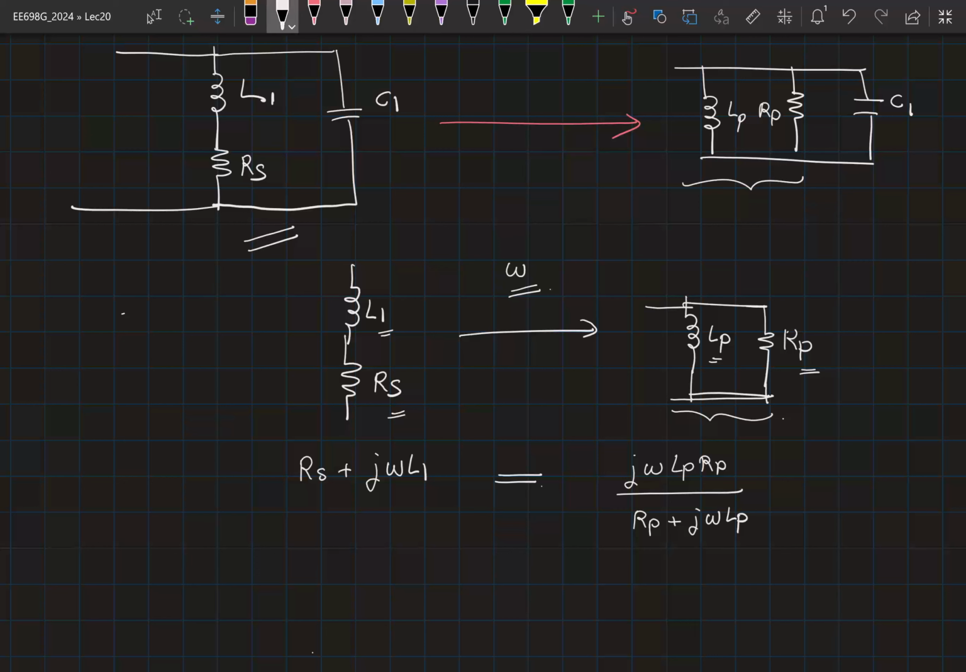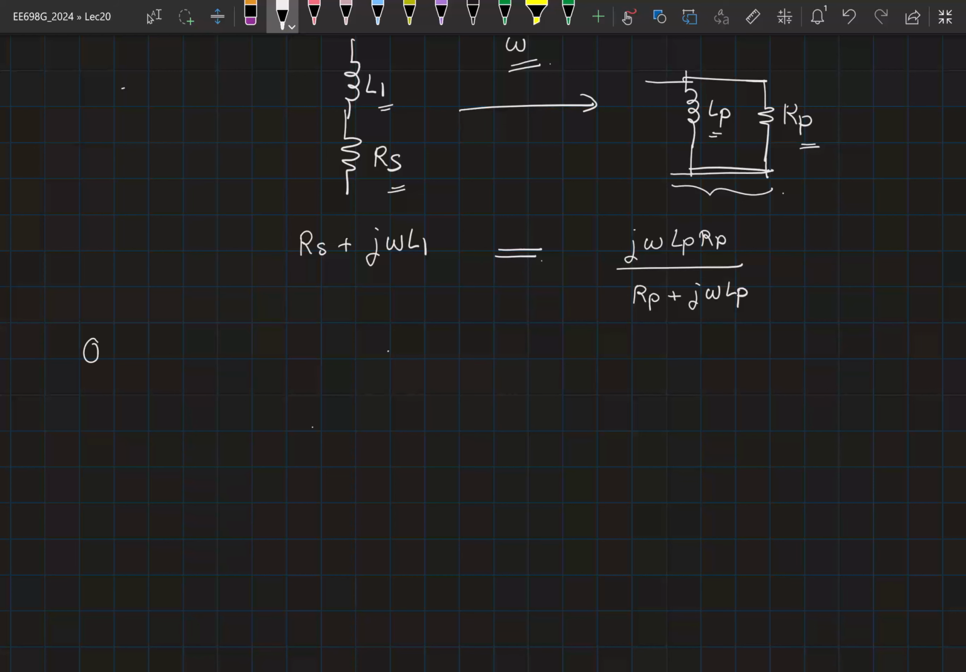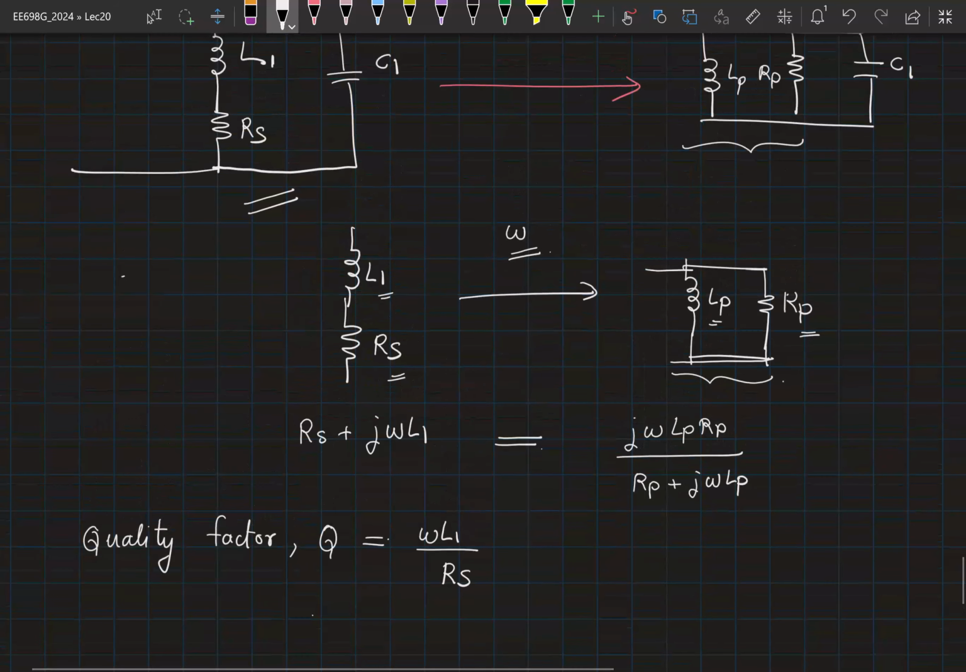Now I just want to add one more variable here. Given an inductor with a series resistance like this, we can define what is called the quality factor for the inductor. Have you heard of this quality factor before? What is the expression for quality factor? It is omega L1 divided by RS. An easy way to remember is, the numerator is the desired quantity, and the denominator is the undesired part in it.